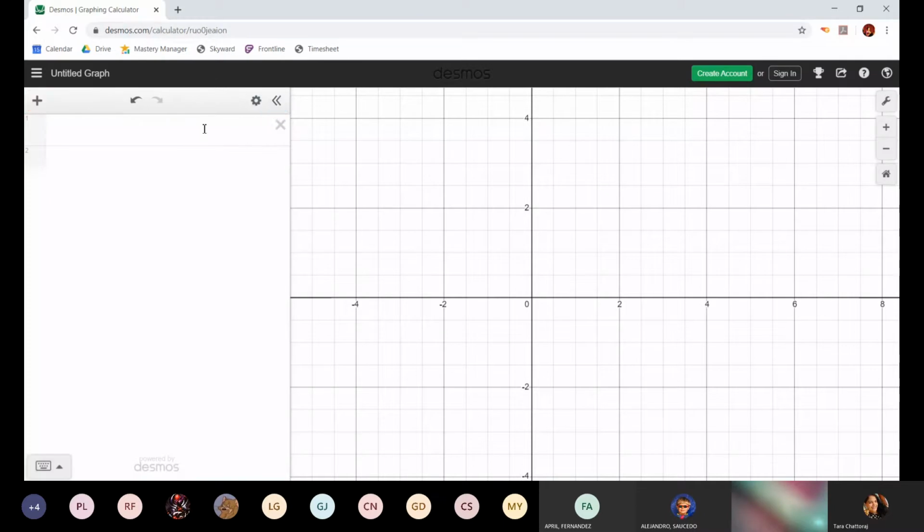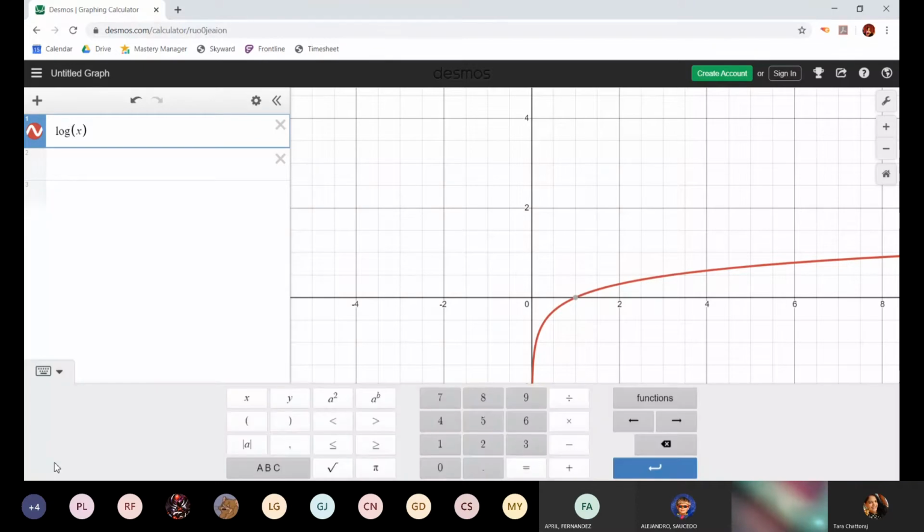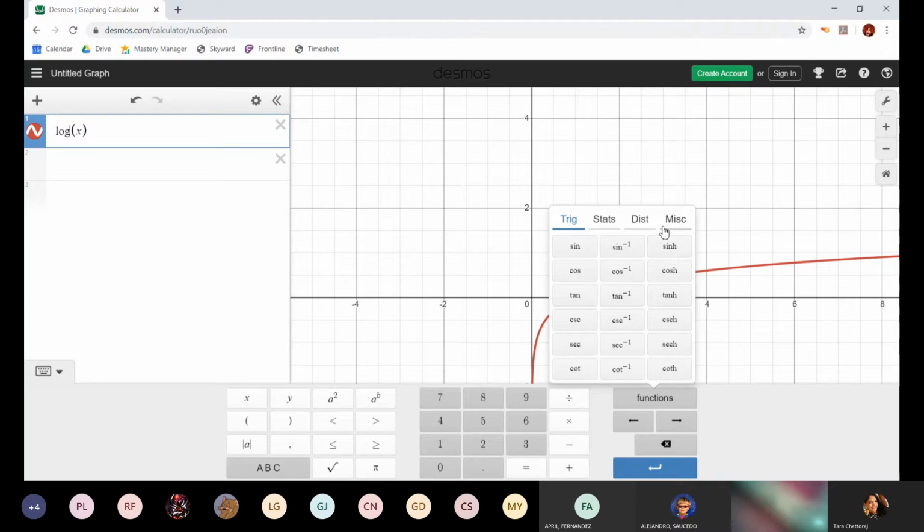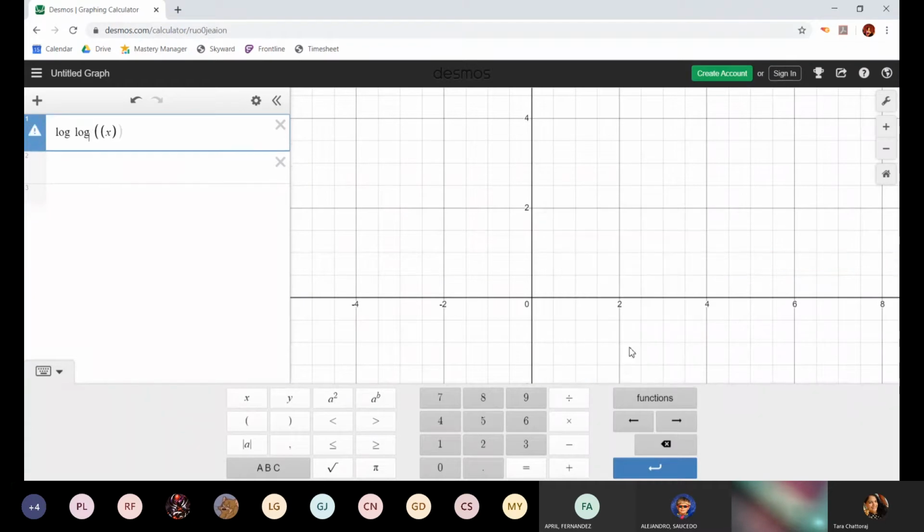From here, we need the log of x, but we need a log. How do I do bases in here? I don't remember. If you were in Desmos, you would use this.